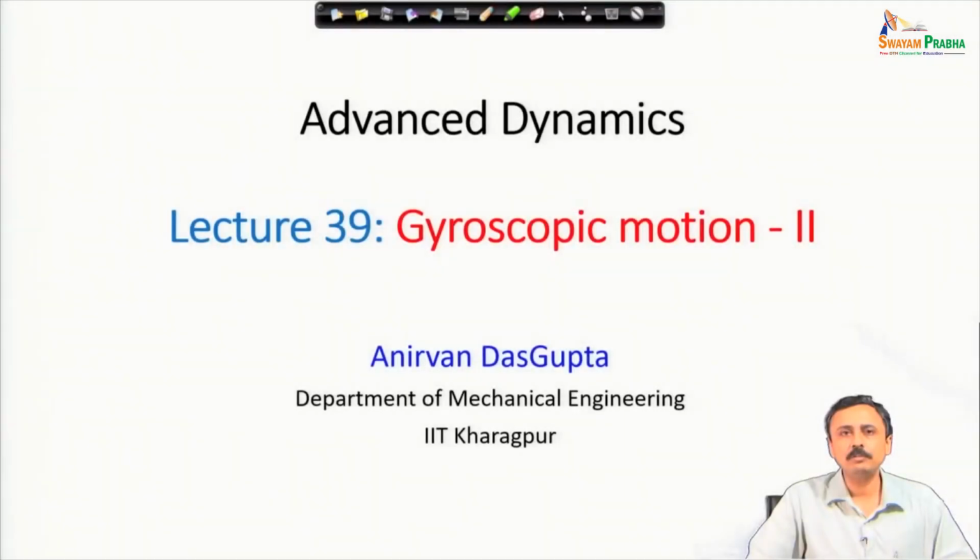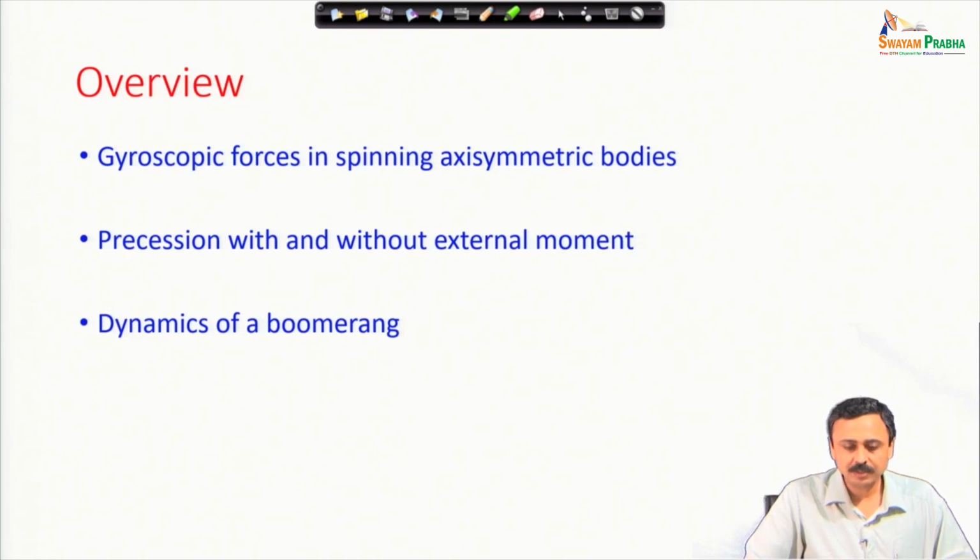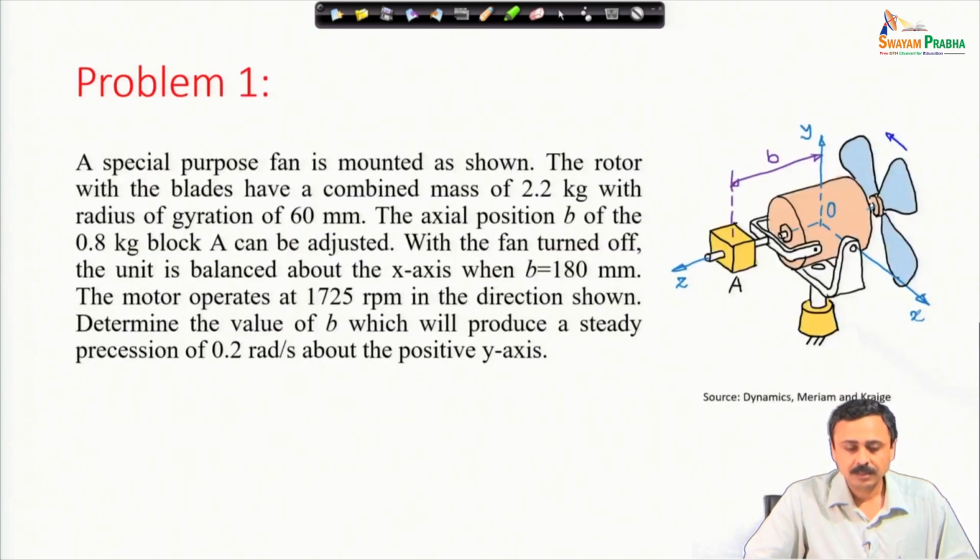We are going to continue our discussions on gyroscopic motion of rigid bodies. As noted in the previous lecture, we were looking at gyroscopic forces on spinning axisymmetric bodies and precession with and without external moment. And in this lecture, I am also going to introduce the dynamics of a boomerang. Let us directly go to problems.